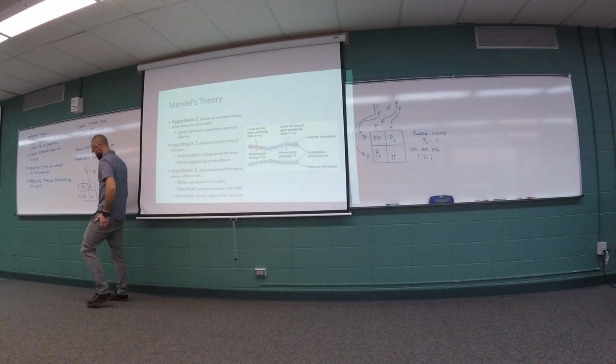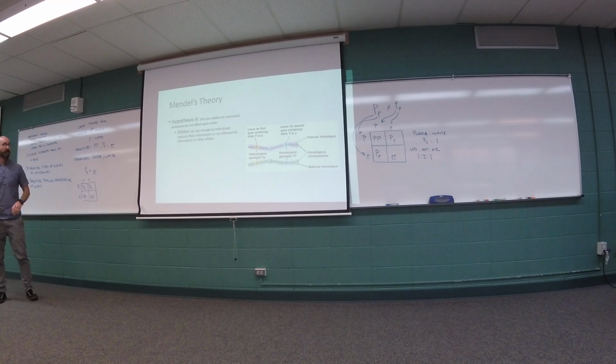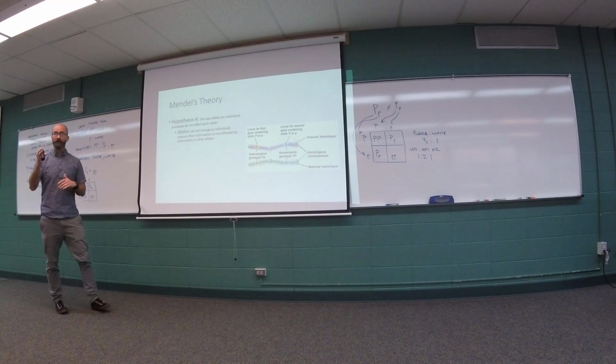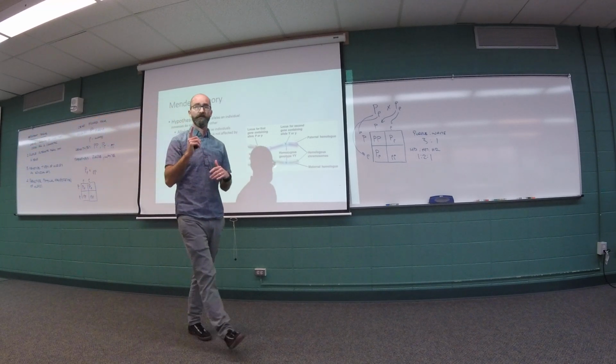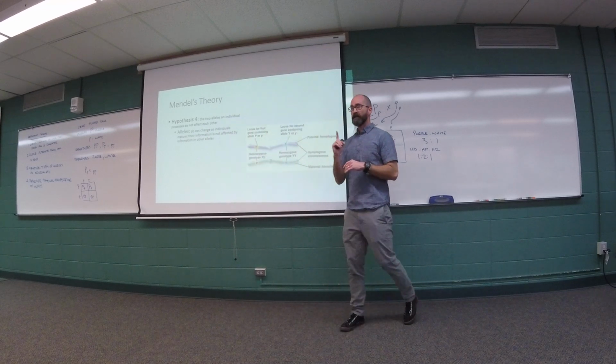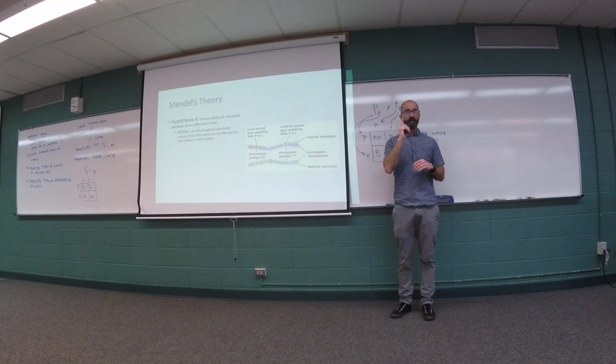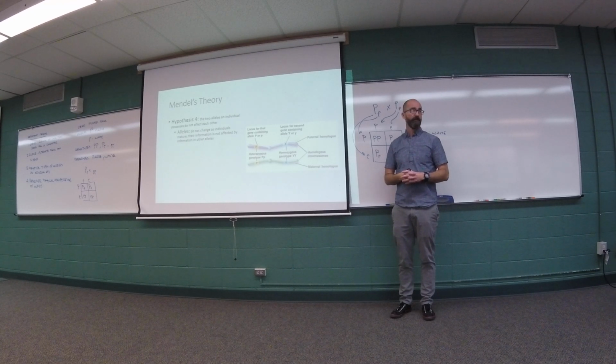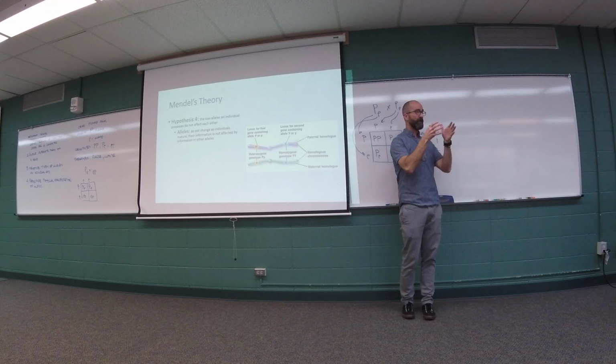Hypothesis number 4 states that an individual has 2 alleles, and that those 2 alleles act independently. Additionally, those 2 alleles affect just a single character. So there are 2 ideas here. Alleles are independent, that is, one gene really affects one phenotype. One gene affects one phenotype, excuse me.